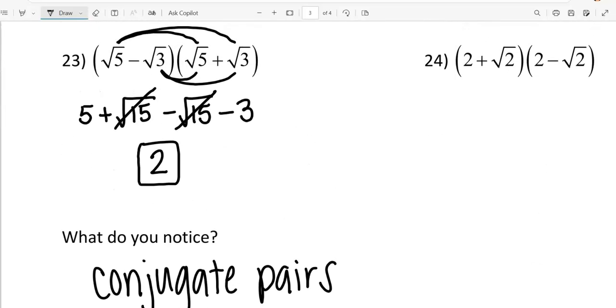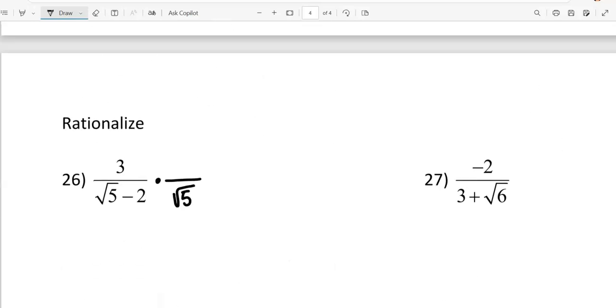So if you had the square root of 5 minus the square root of 3 in the denominator, you'd want to multiply by its conjugate pair, the square root of 5 plus the square root of 3, because you end up with a rational number. So that's what we're going to do here.